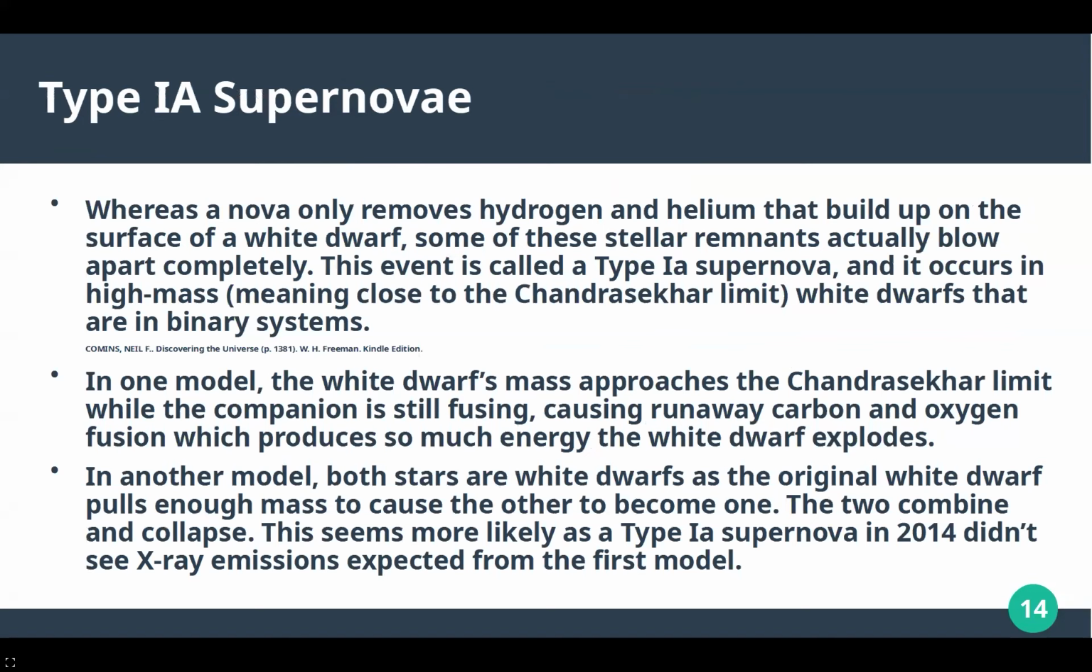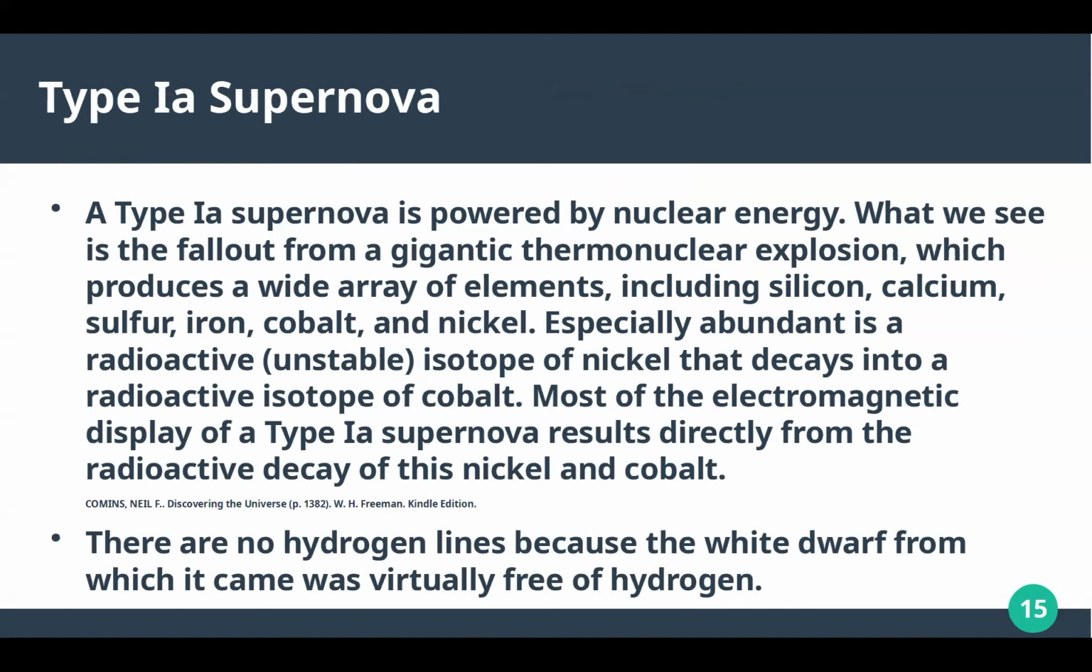In one model, the white dwarf's mass approaches the Chandrasekhar limit, while the companion is still fusing, causing a runaway carbon and oxygen fusion, which produces so much energy that the white dwarf explodes. In another model, both stars are white dwarfs, as the original white dwarf pulls enough mass to cause the other to become one. The two combine and collapse. This seems more likely, as a Type 1a supernova in 2014 showed no X-ray emissions, which would be expected from the first model. A Type 1a supernova is powered by nuclear energy.